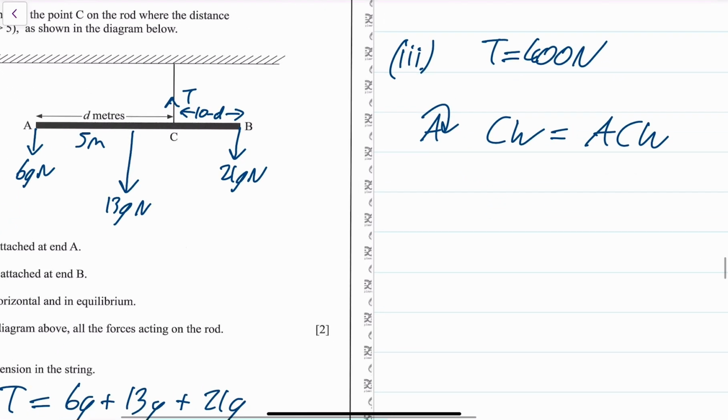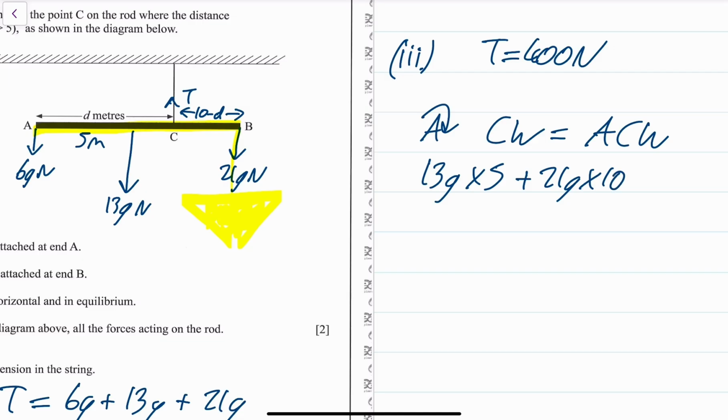So here you can see if I take my clockwise, I'll do these one at a time, from A, this force here would be going clockwise. So what would that moment be? It's going to be 13G times 5. What else do we have going clockwise? Going clockwise, you're going to have this one here, which is going to be 21G times 10. And anti-clockwise, we only have one anti-clockwise, is D times my T.